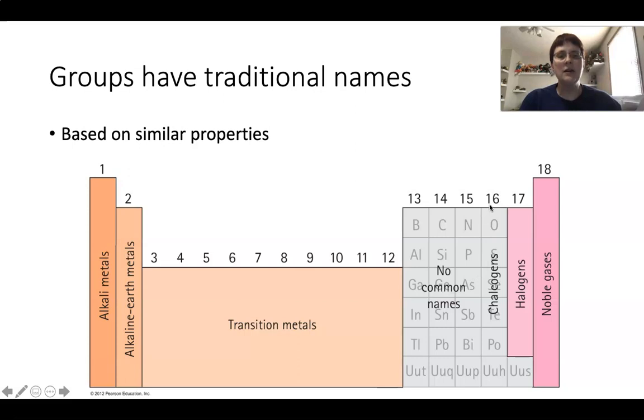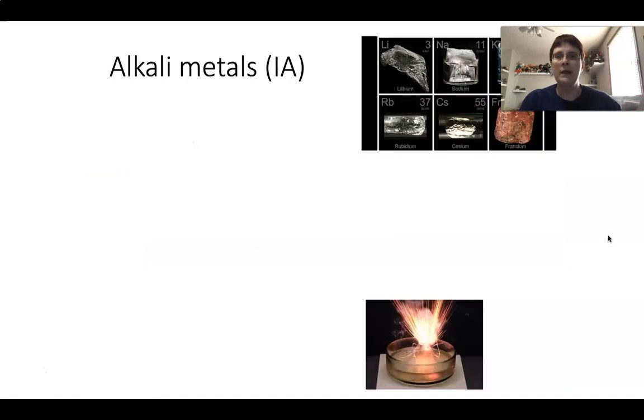The first section of 16 are called chalcogens, so we'll see those. Then halogens for 17, and then 18 are the noble gases. So let's jump in and start talking about a couple of these families. We're just going to briefly go through each family so we can take a look at who's there and what their general properties are.